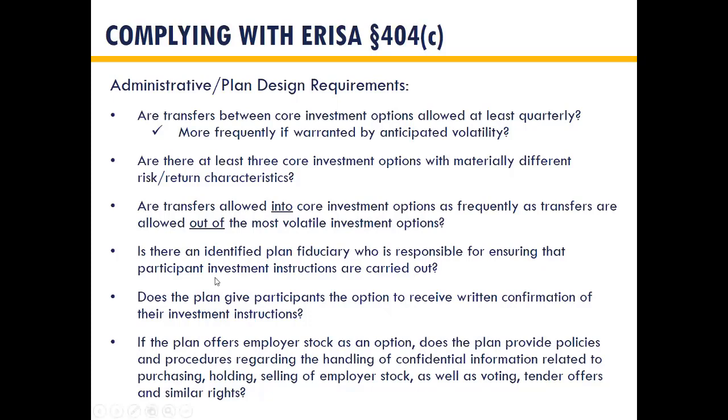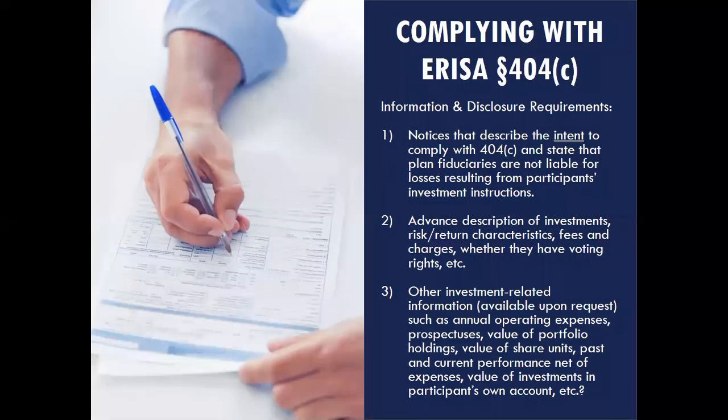Another thing, I'm not going to touch on all these bullet points in detail, but is there an identified plan fiduciary responsible for ensuring that if your participants change their investments, that it actually happens? And typically that's going to rest with the record keeper. If you've got an electronic system where participants can log in and see their accounts, they're typically going to do it online. And that is, again, going to mitigate some of your responsibility.